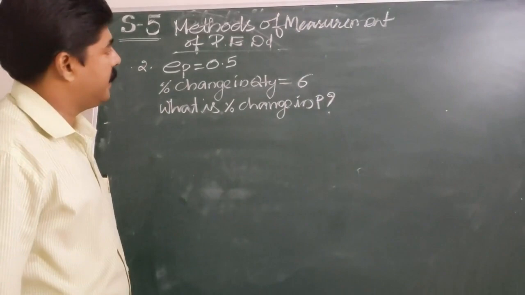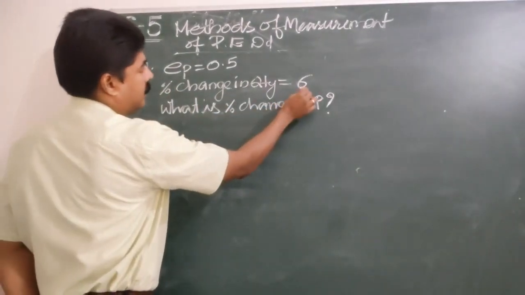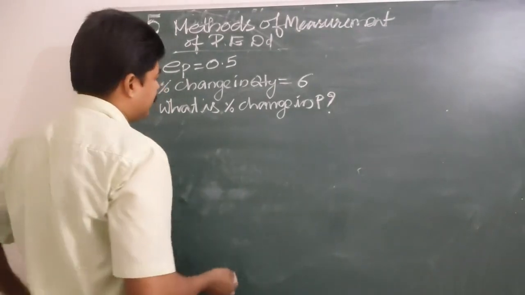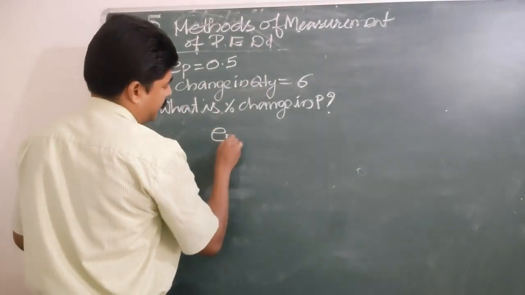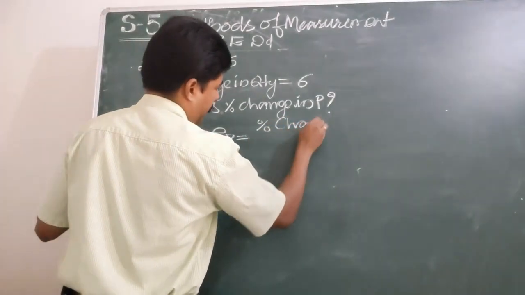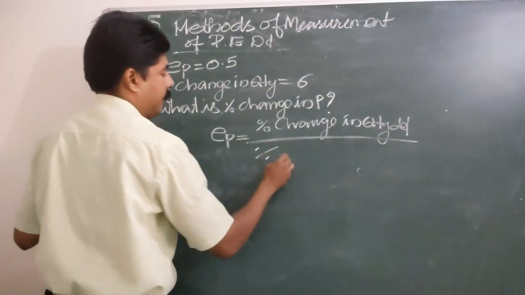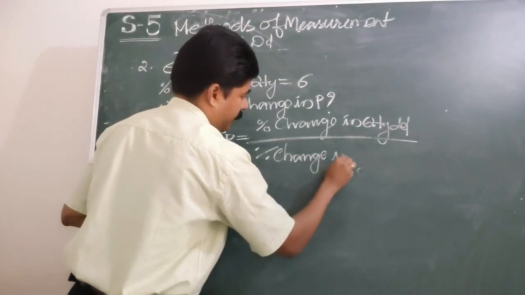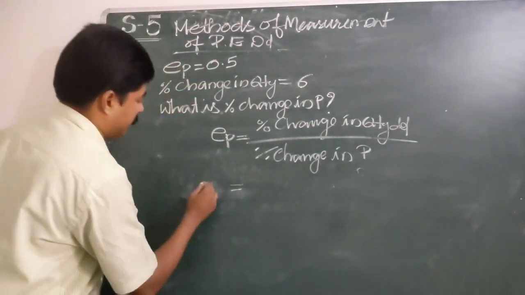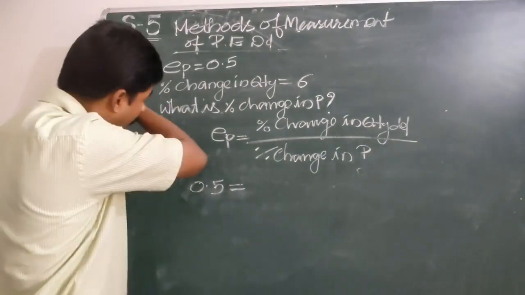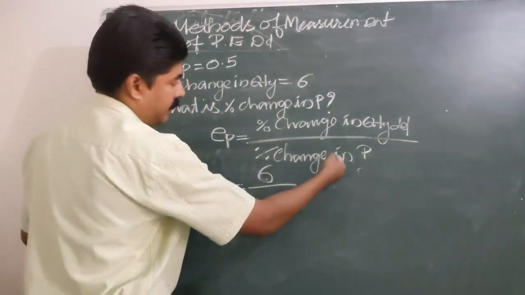In these cases, you cannot utilize the formula which we have just used, because the percentage change in quantity, 6, is given and elasticity is also given. So in these cases you can use the formula that price elasticity is equal to percentage change in quantity demanded upon percentage change in price. Now we apply the values. Elasticity is given, so 0.5 is equal to percentage change in quantity demanded, which is 6, upon percentage change in price.